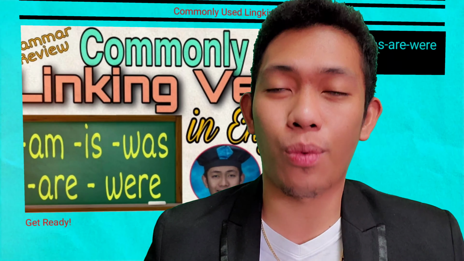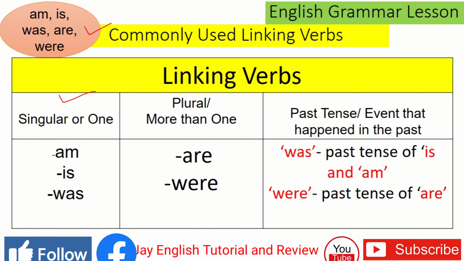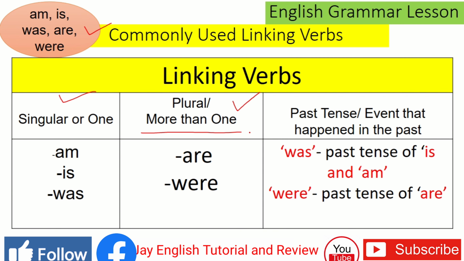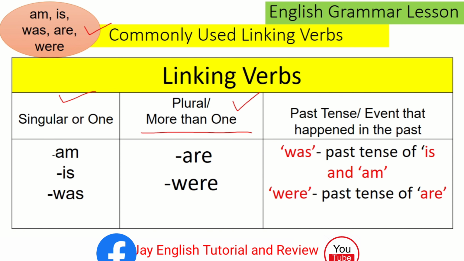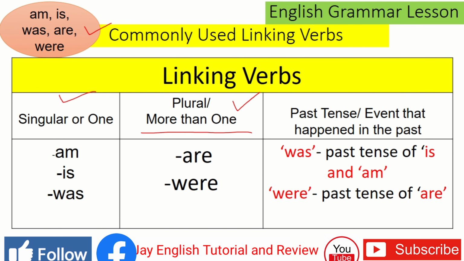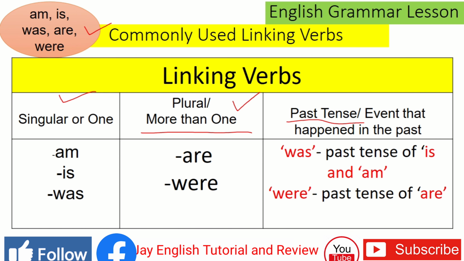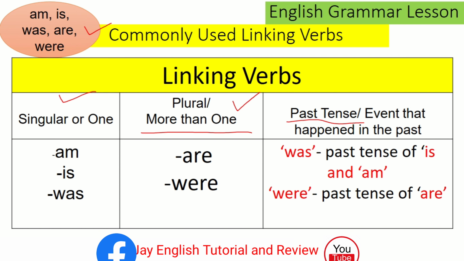Okay, the linking verbs am, is, was, are, and were are grouped into three. In the first column, we have the singular linking verbs. When we say singular, it means one. In the second column, we have the plural linking verbs. When we say plural, it is more than one. And in the third column, we have linking verbs that are in the past tense, or when we say past tense, the event that happened or took place in the past.